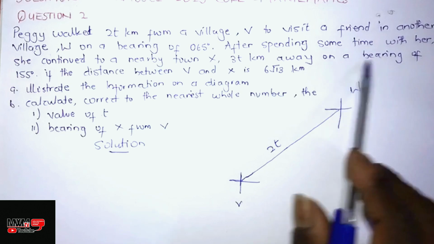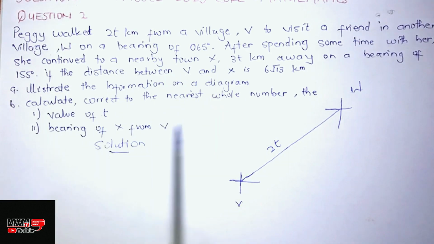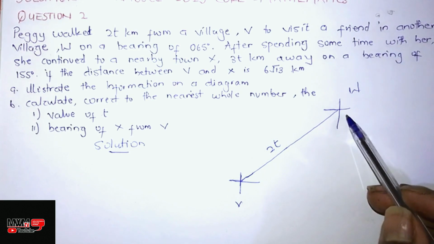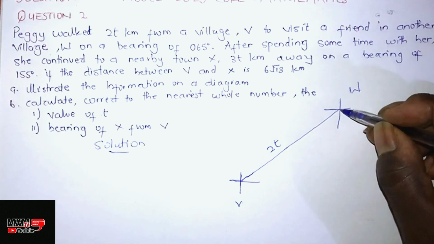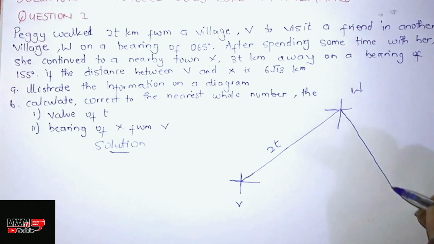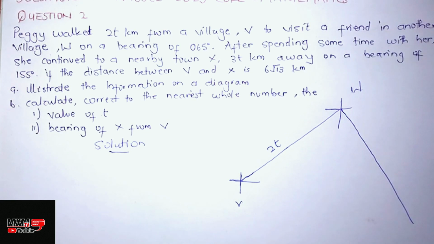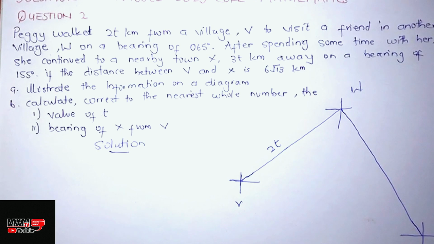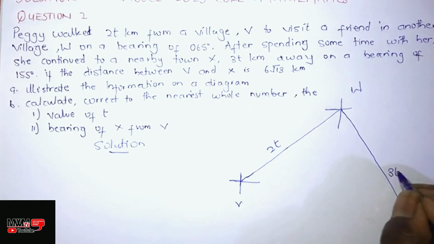Now, after spending some time with her, she continued to a nearby town, X, 3t kilometers away, on a bearing of 155. So from W to X, the bearing is 155, and 155 is going to be in the second quadrant here. So this is 155. Let me bring it down a little bit. And this is X. The bearing is 155, and the distance is given to us as 3t kilometers.